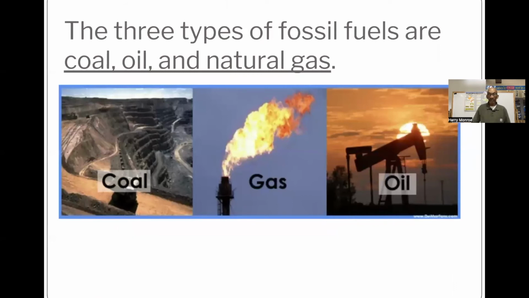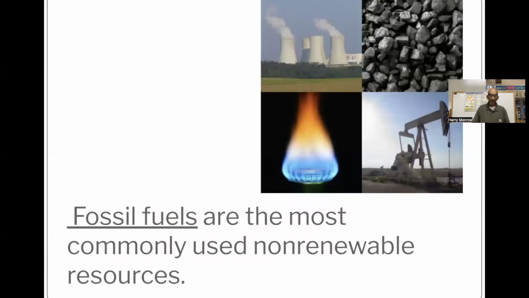The 3 types of fossil fuels are coal, oil, and natural gas. Fossil fuels are the most commonly used non-renewable resources. Now, students, listen, when we talk about non-renewable, we're talking about resources as they're being used. They don't replenish themselves in a timely manner. It seems like we use more than is actually replenished in a certain amount of time. So it's considered to be non-renewable.